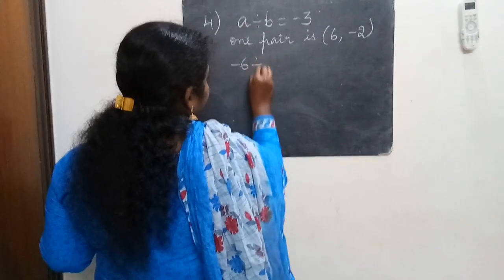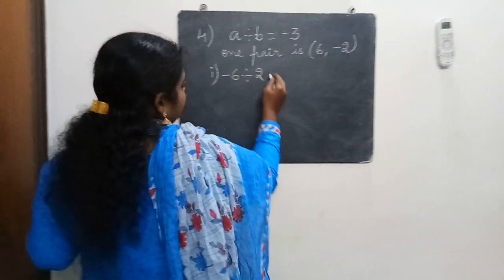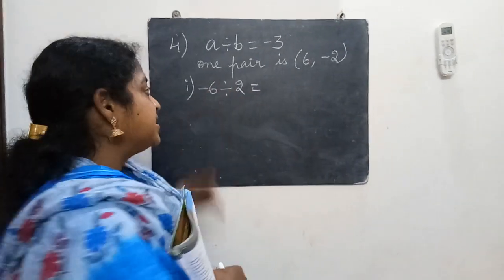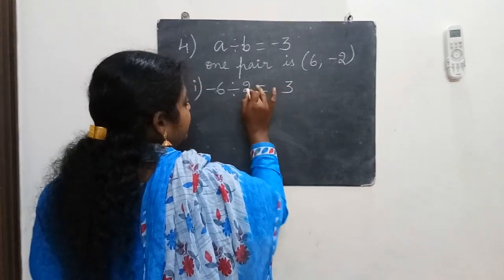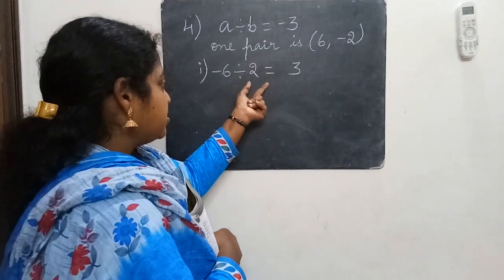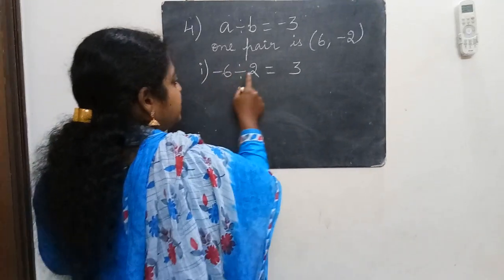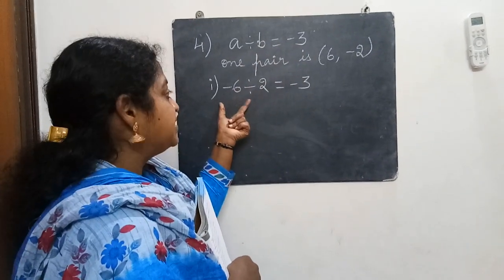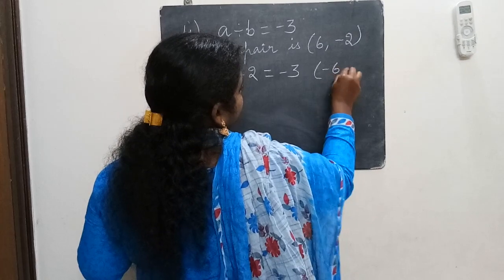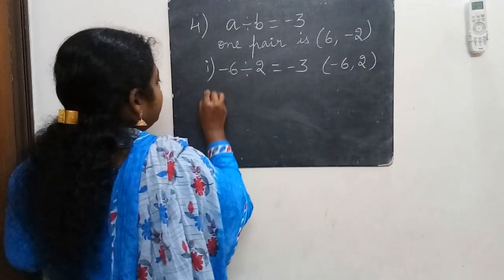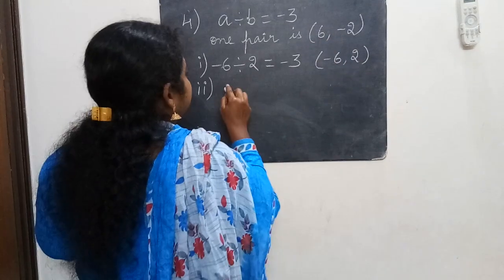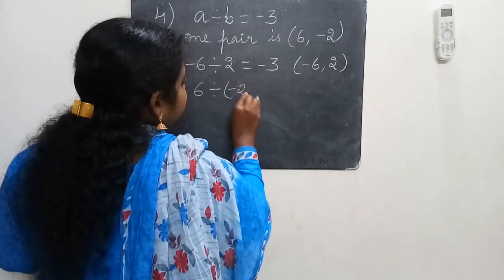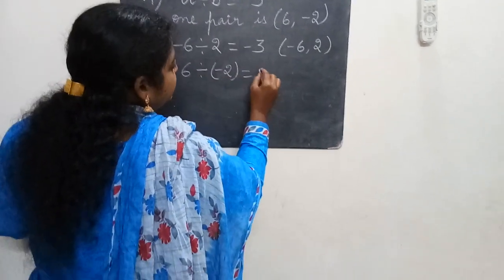Minus 6 divided by 2. First one, what answer will you get? Where will you get 6 in the 2 table? 2 3s are 6. The answer is 3. But here you should see that 2 is a positive number and 6 is a negative number. Minus into plus will become minus. So you got the answer. So this is one pair: minus 6 and 2. Another pair they have given here: just check 6 divided by minus 2. So here it is minus 3.